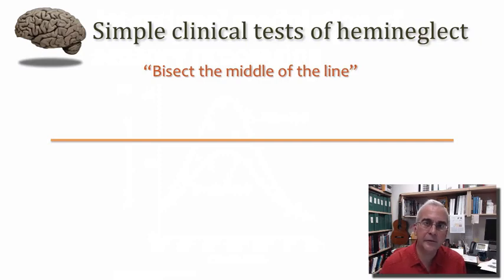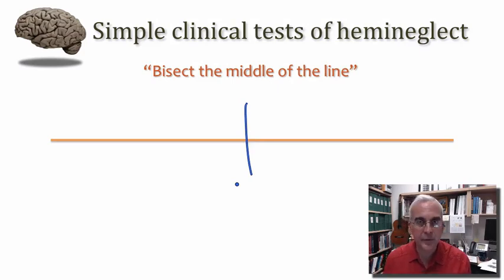But I do want to illustrate for you a couple of simple clinical tests that are used to assess the possibility of there being an attentional problem with patients with parietal lobe injury. So here's a very simple test, and this test simply is to bisect the middle of the line. So presumably you and I would survey the challenge and just draw a line somewhere around there. Well, this is what a normal person would do.